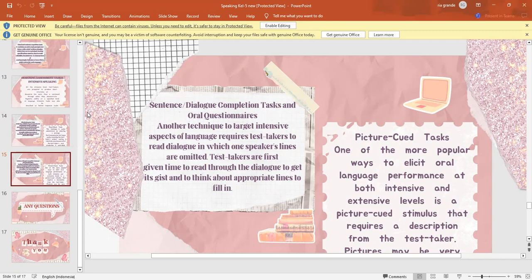Picture cue. Picture cue tasks are one of the more popular ways to elicit oral language performance at both intensive and extensive levels. The picture cue is a stimulus that requires a description from the test taker, and the pictures may be very simple.